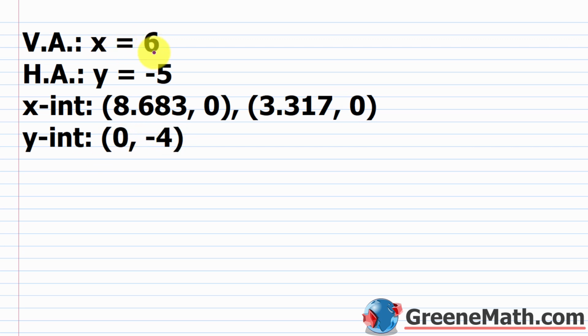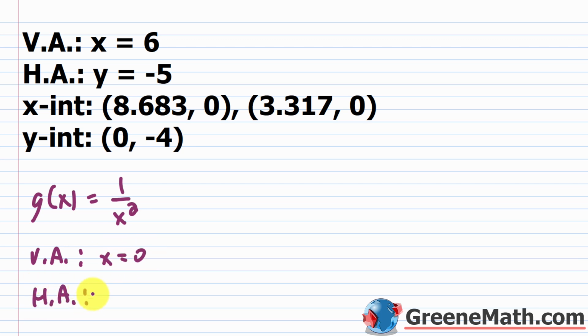In terms of the vertical asymptote and the horizontal asymptote, you can get these using the traditional method, or you can just use the shift. If we think about g of x equals 1 over x squared, we have a vertical asymptote x equals 0 and a horizontal asymptote y equals 0. What was my horizontal shift? It was 6 units to the right. So the vertical asymptote here would be x equals positive 6. And what was my vertical shift? I went 5 units down. So my horizontal asymptote would occur at y equals negative 5.